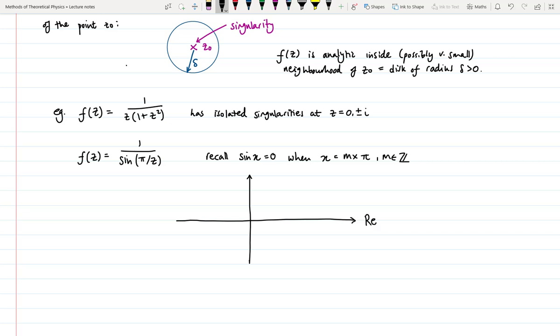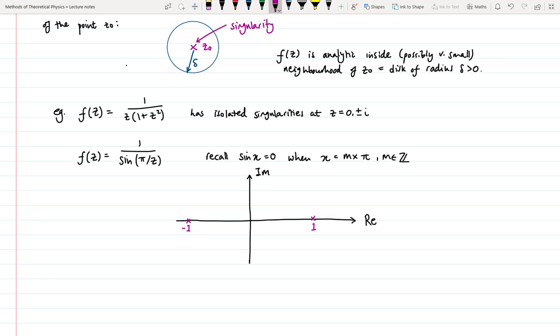We have our real and our imaginary axes. And I'm now going to label the values of z that make our function f of z non-analytic. So if z equals 1, then we have 1 divided by sine of pi. That's undefined. So this value of 1 is a singular point. If z equals minus 1, then we have the same behavior. So z equals minus 1 is also a singular point.